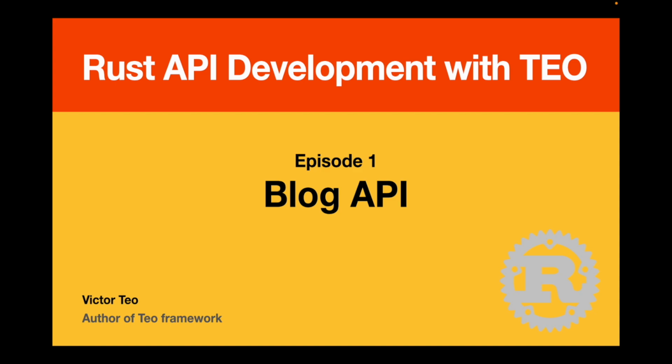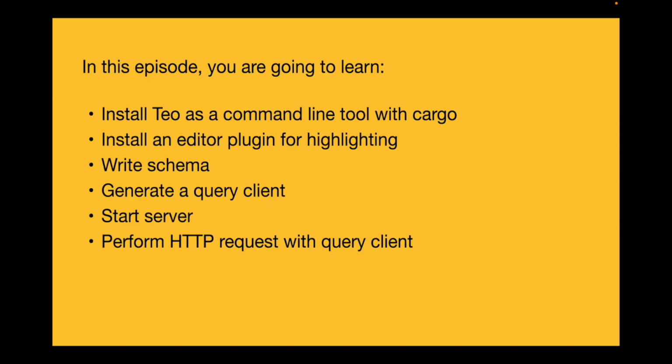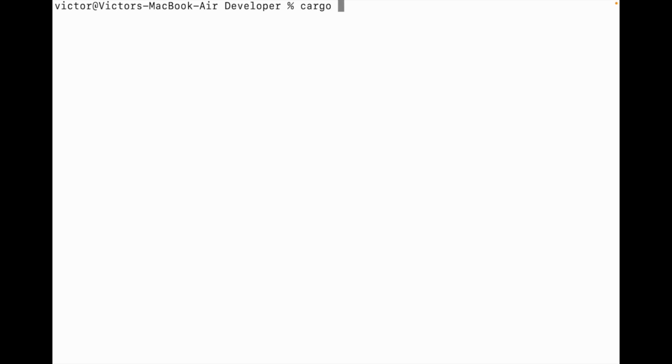In this episode, I will demonstrate how to write API in Rust with Diu. You are going to learn how to install Diu as a command line tool with Cargo, install an editor plugin for highlighting, write schema, generate a query client, start server, and perform HTTP request with query client. Let's dive right in. First, let's install Diu.